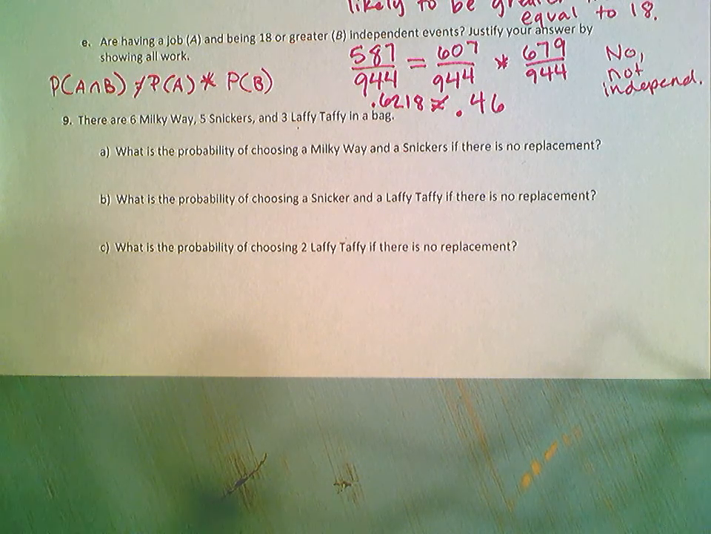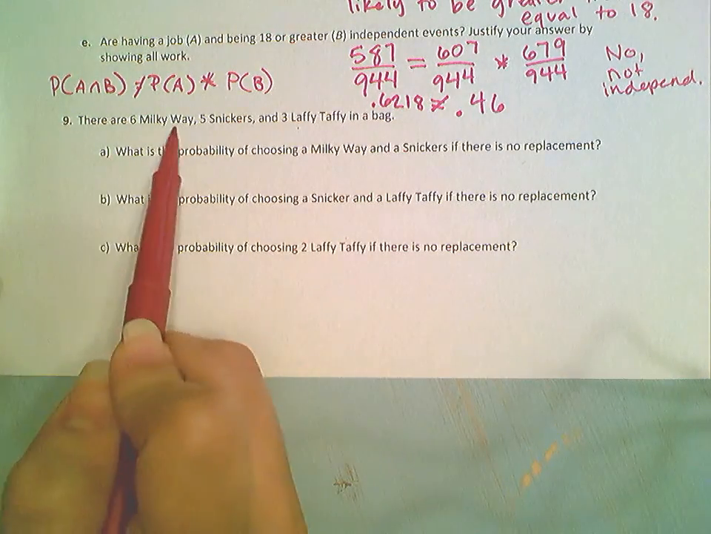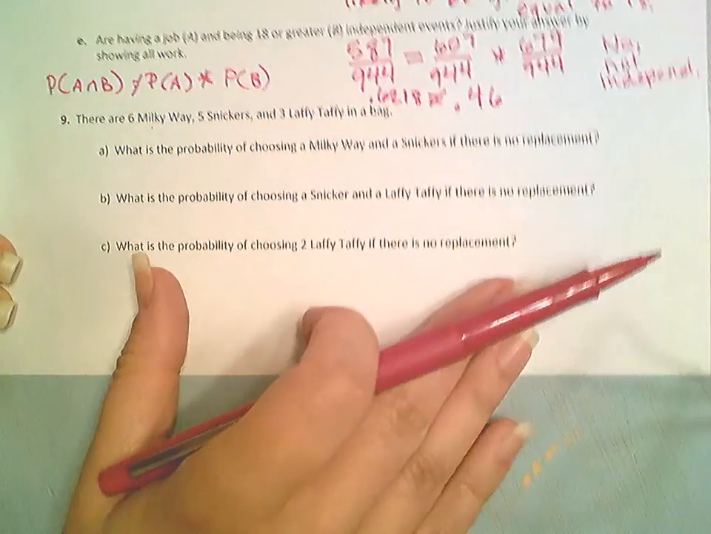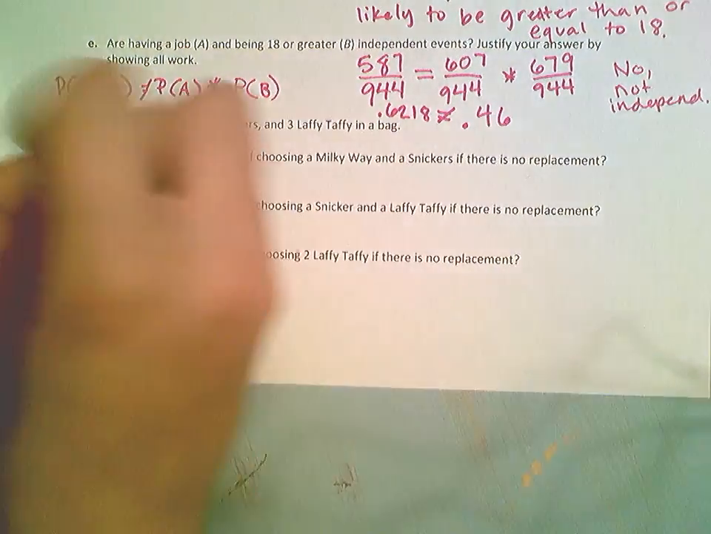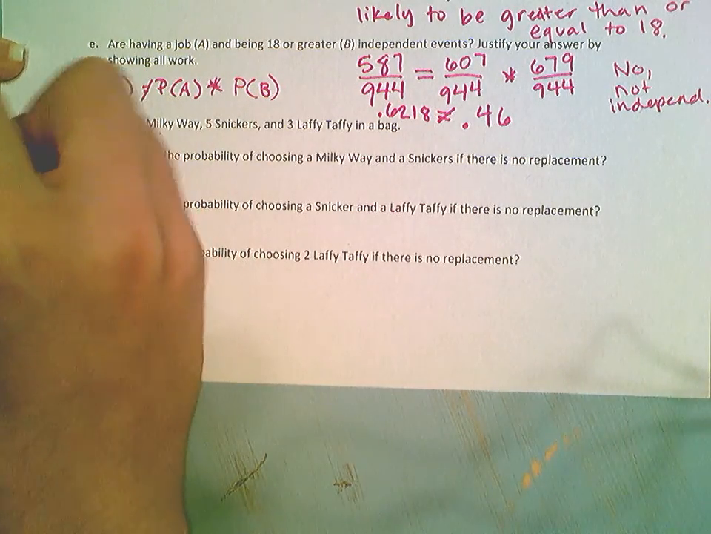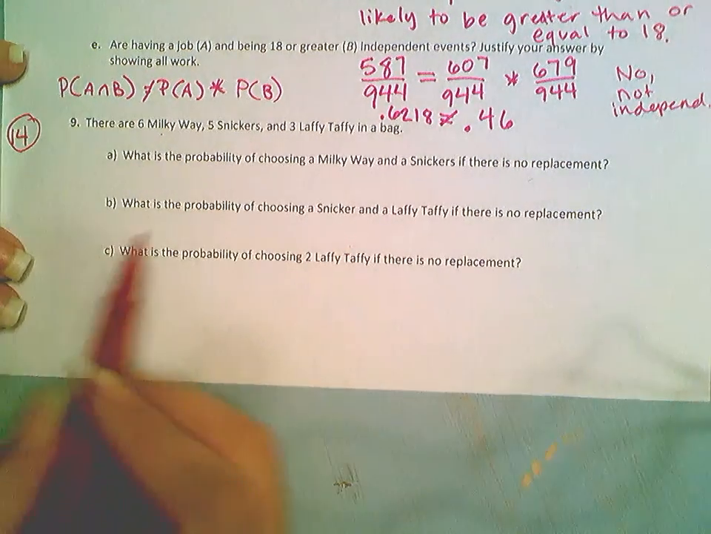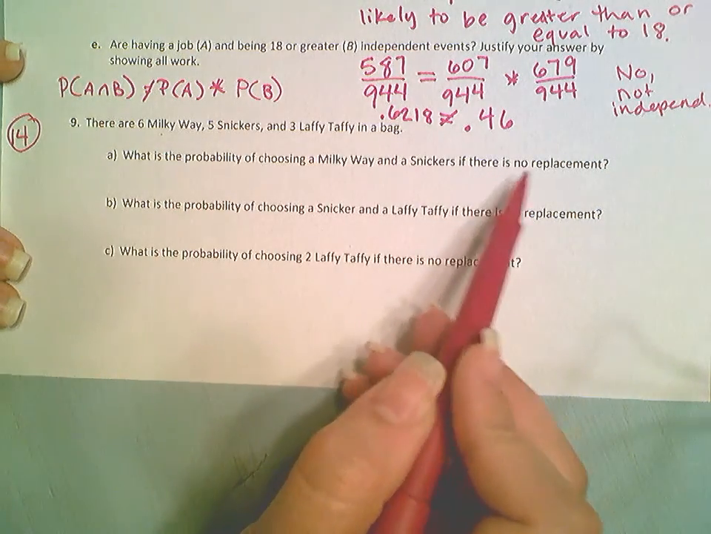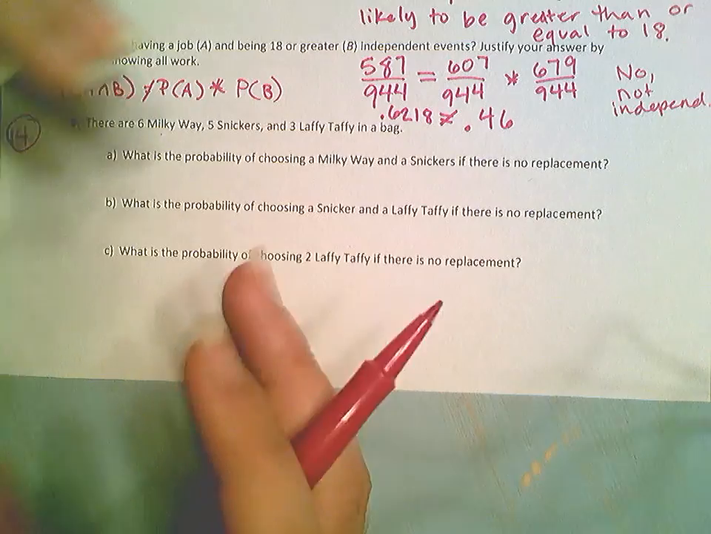For number 9, we know that we have 6 Milky Way, 5 Snickers, and 3 Laffy Taffy in a bag. So in that bag, we have a total of 14 candies. I'm going to write that here. 14 total. So we're asked, what is the probability of choosing a Milky Way and a Snickers if there is no replacement? So I'm going to have this bag that has candy.